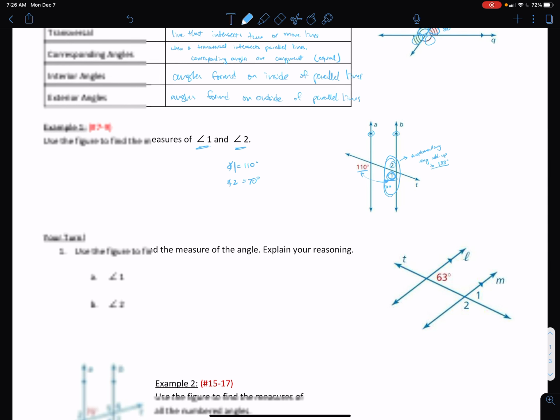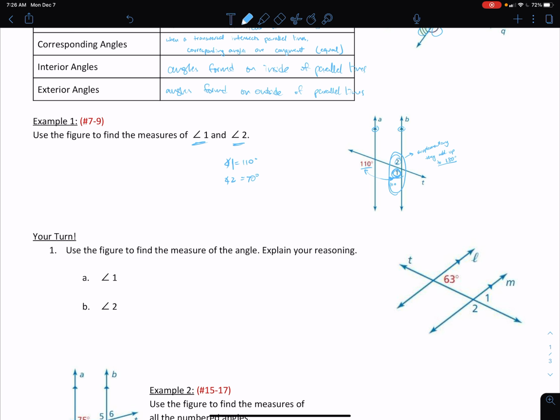Okay, so now why don't you try number 1 on your own. Use example 1 that we just did in class to help you out.